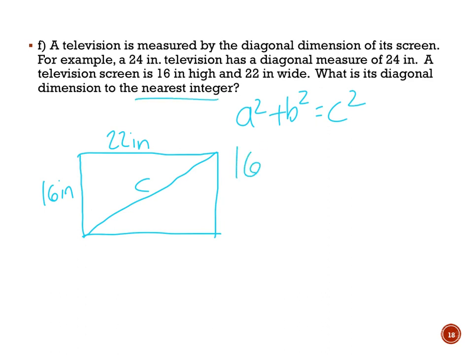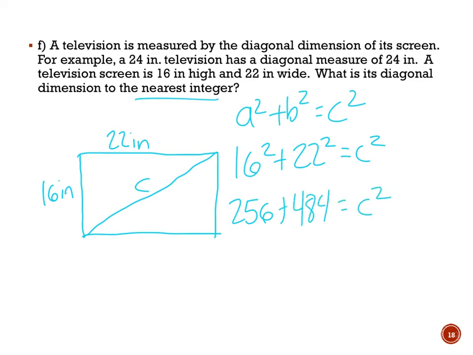So a squared will be 16 squared plus 22 squared equals c squared. 16 squared equals 256. 22 squared equals 484. So this is 740 equals c squared. Take the square root of both sides. And the square root of 740 is 27.2. We're rounding to the nearest integer, so it's going to be 27 inches.